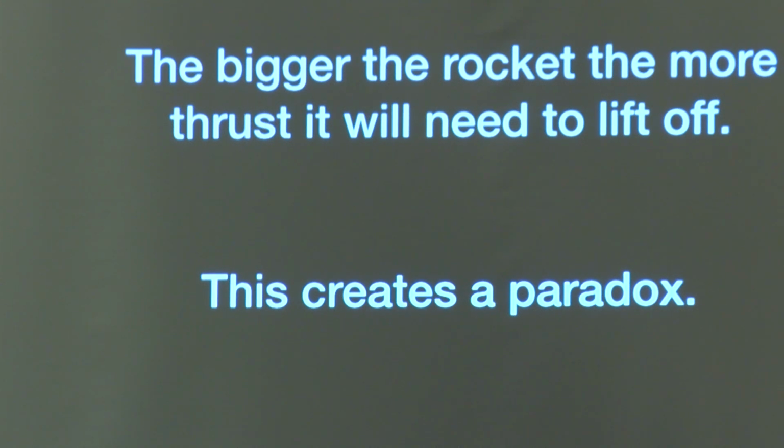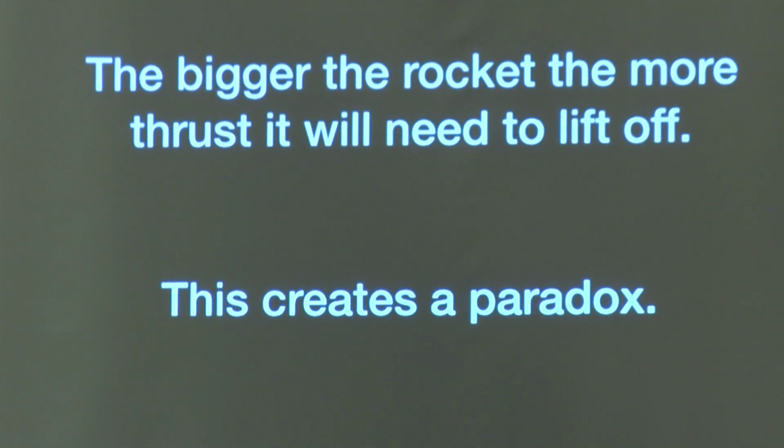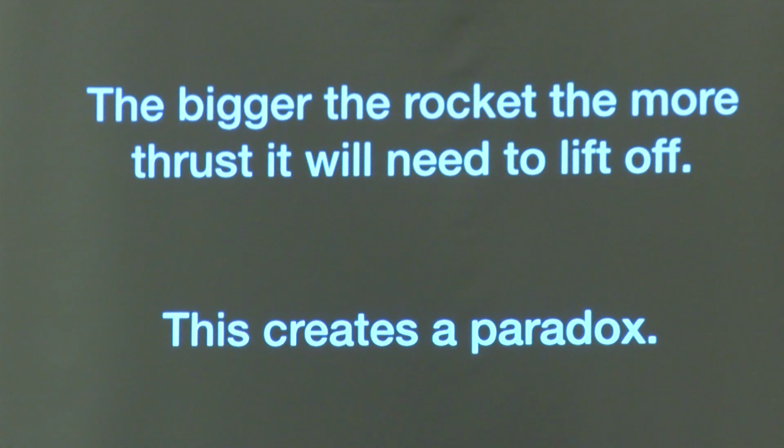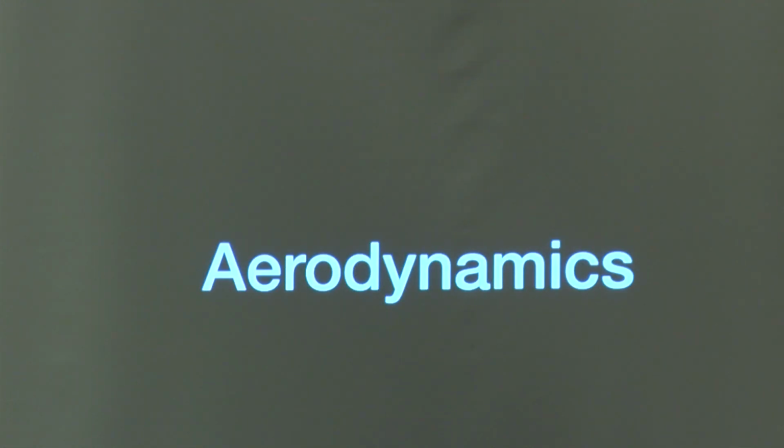Yeah, so the bigger the rocket, the more thrust it'll need to lift off. This creates a paradox. Explain to me why. As rockets get bigger, they need more fuel, they weigh more, they need more thrust. At a certain point, the rocket's too big to even take off. If you doubled the size of the fake Saturn V rocket, it still wouldn't be able to fly. You can't have bigger and bigger rockets because you would need bigger and bigger engines, and it just wouldn't work out. There's actually a name for that paradox, but nobody wants to talk about it, and I couldn't find it online. So we're going to talk about the aerodynamics of rockets.